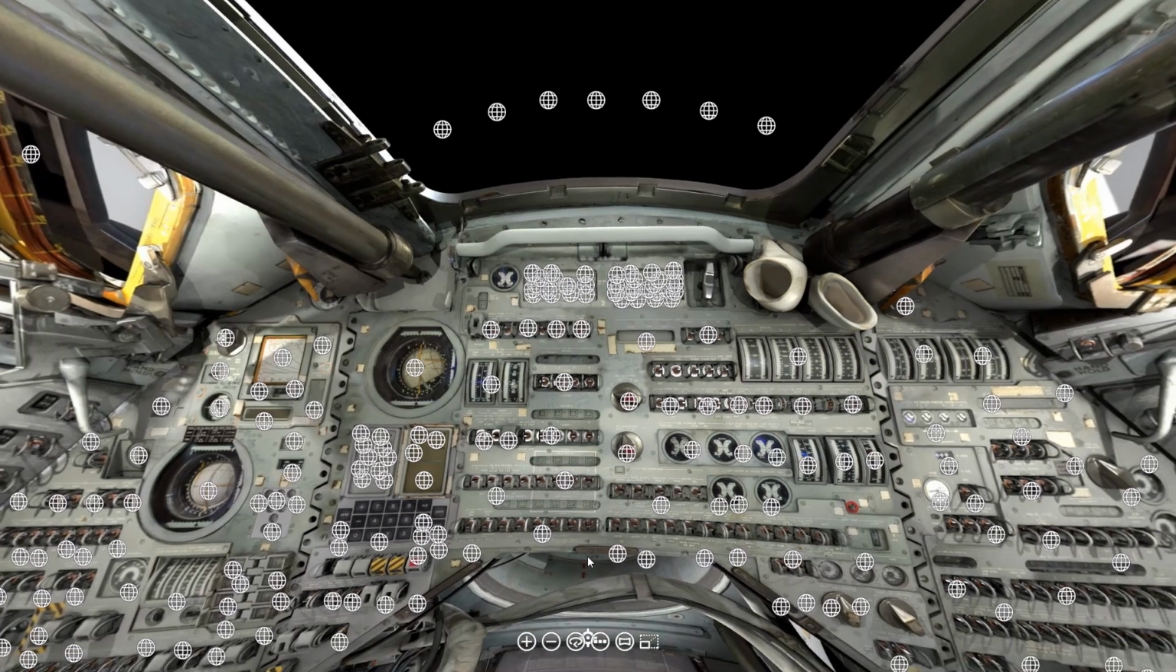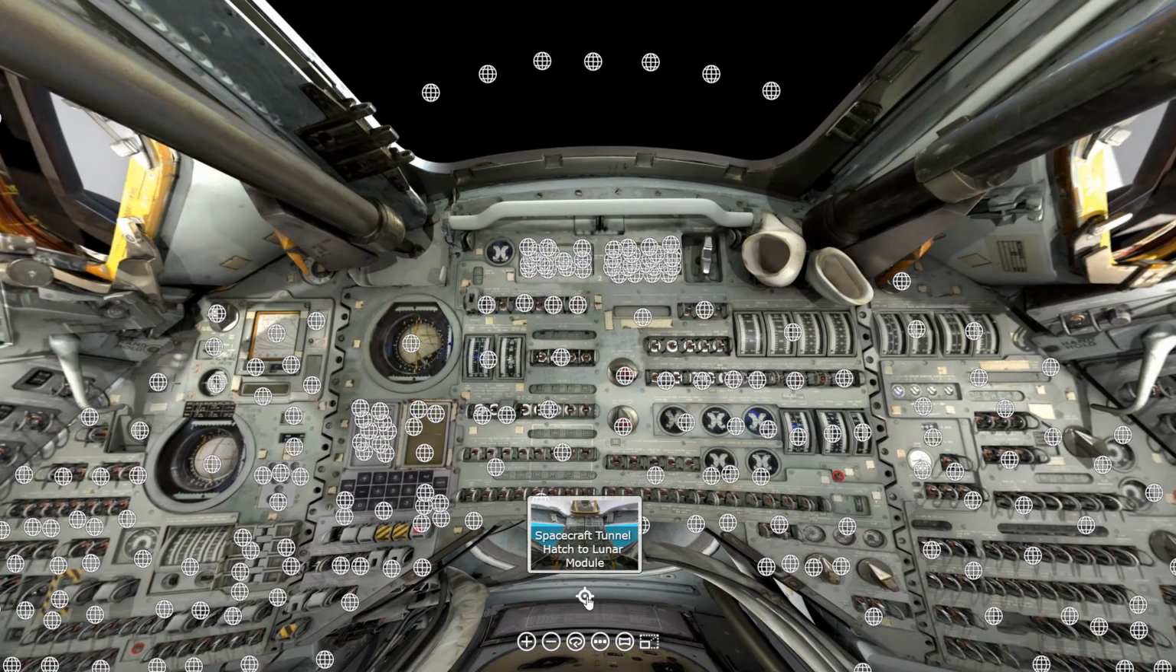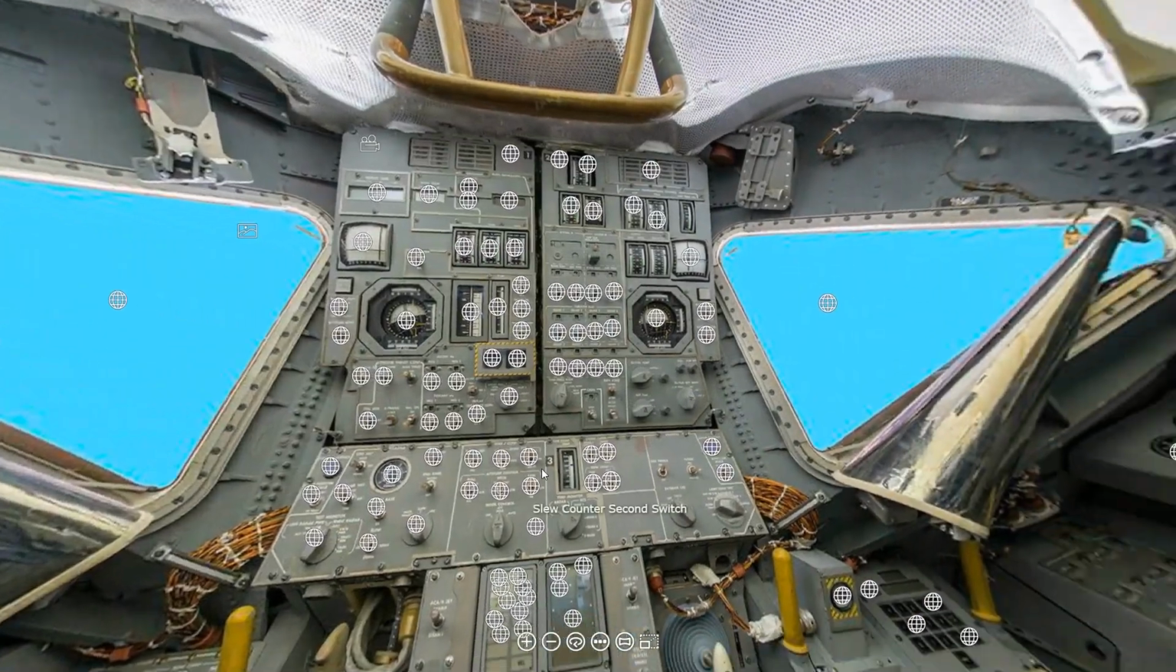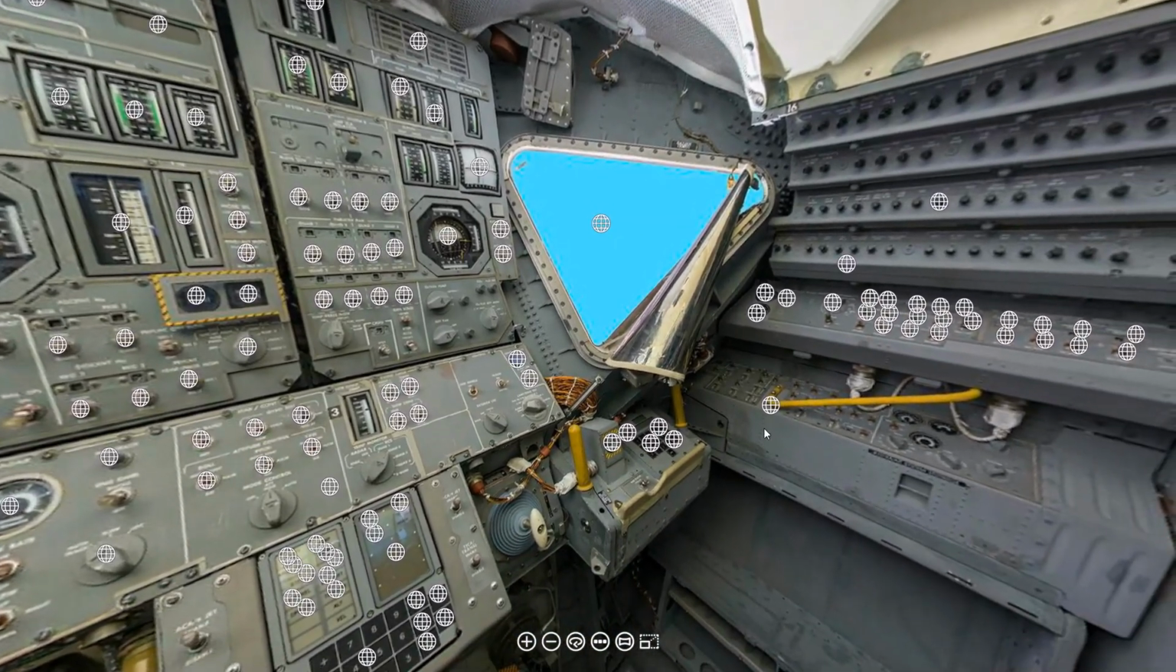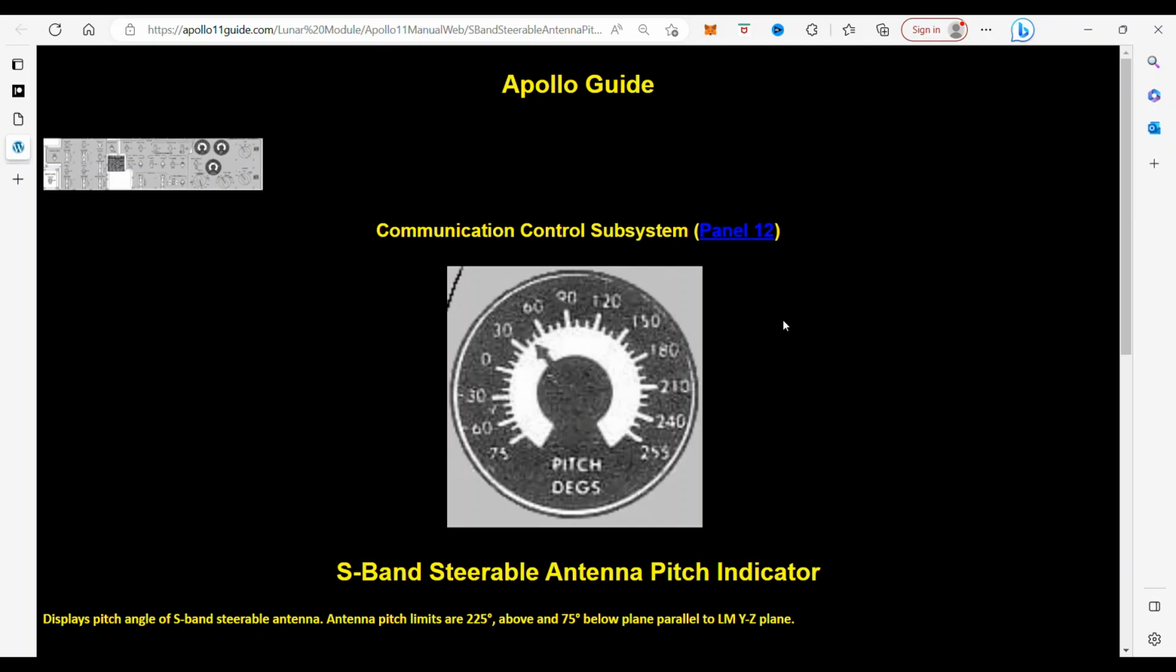In this issue of Spacecraft Guide, we are going to go over a new part of the communication panel in the lunar lander, panel 12. Specifically, we're going to go over the antenna pitch indicator. So when you click on it, it takes you to the S-band Steerable Antenna Pitch Indicator.